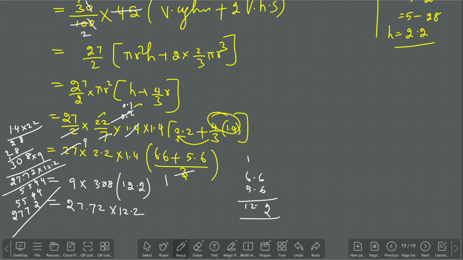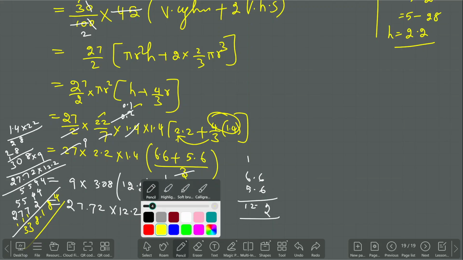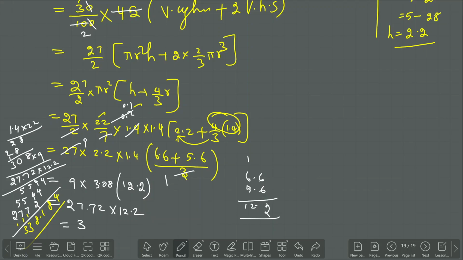Add everything. What I am getting, my dear? 4, 8, 9 plus 2, 11, remaining 1, 18, remaining 1, 3, remaining 1 is there, 3. After 1, 2, 3, 1, 2, 3. After 3 digit we are giving point. So the final answer we are getting is 338.184 centimeter cube. Okay.